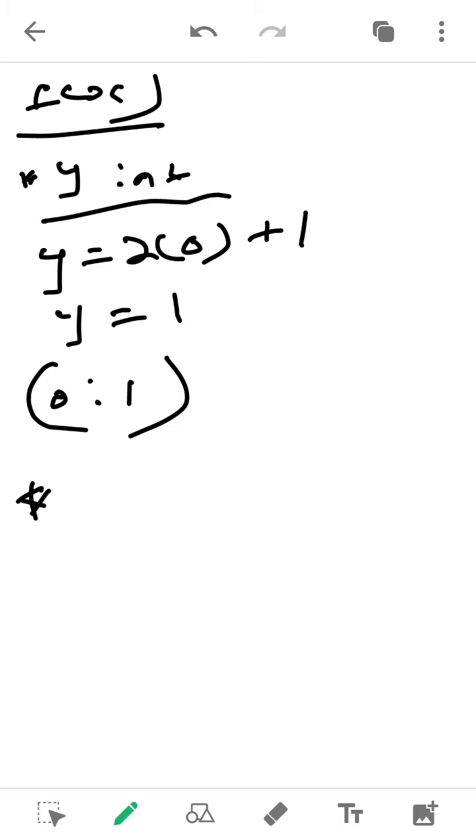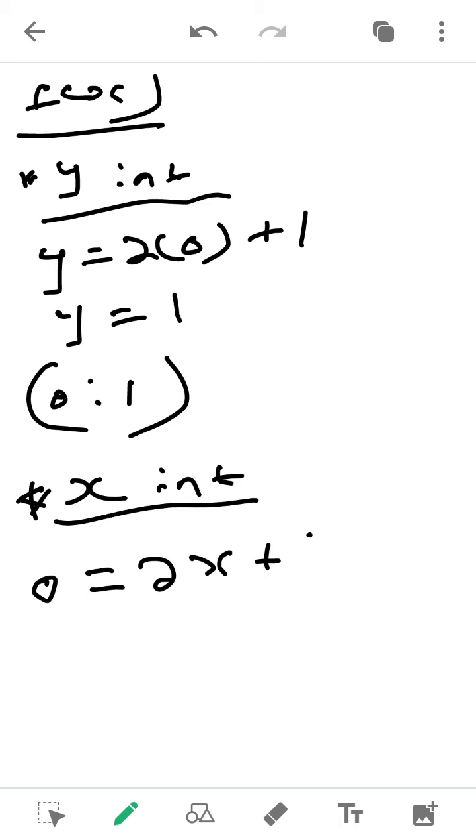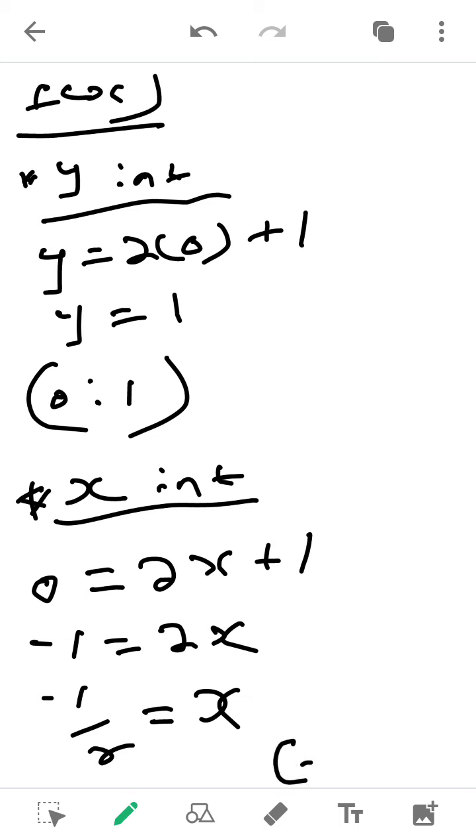And then for x-intercept, you make y equals 0. So 0 equals 2x plus 1. And I'm going to have minus 1 equals 2x. And then we divide both sides by 2. Minus 1 over 2 equals x. And then our point will be (negative half, 0). This is our point of intersection for the graph f of x.